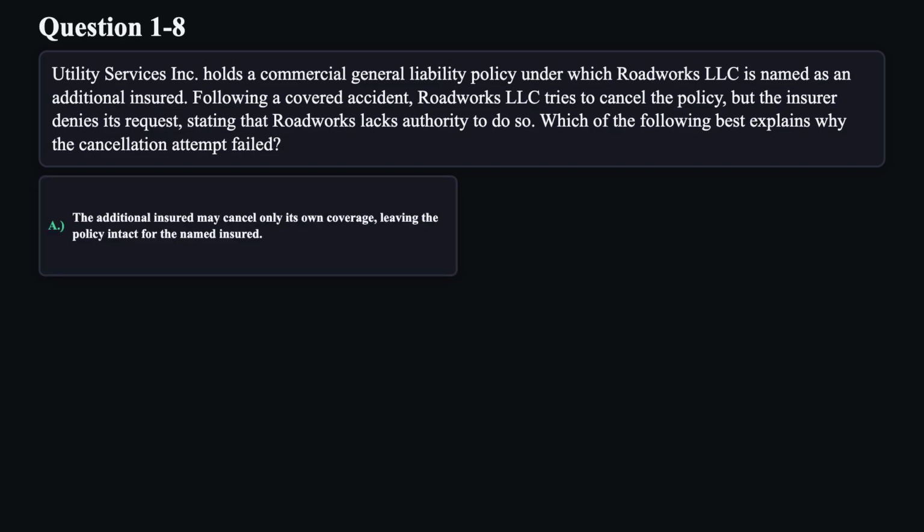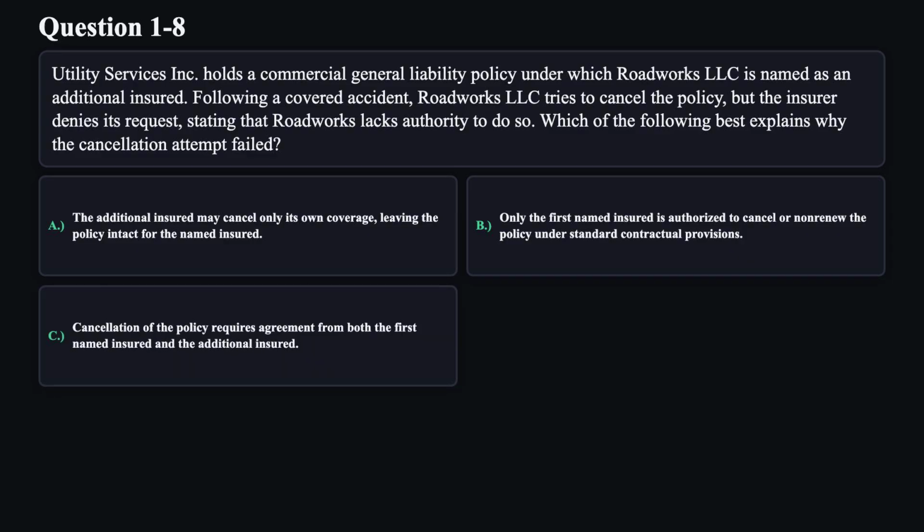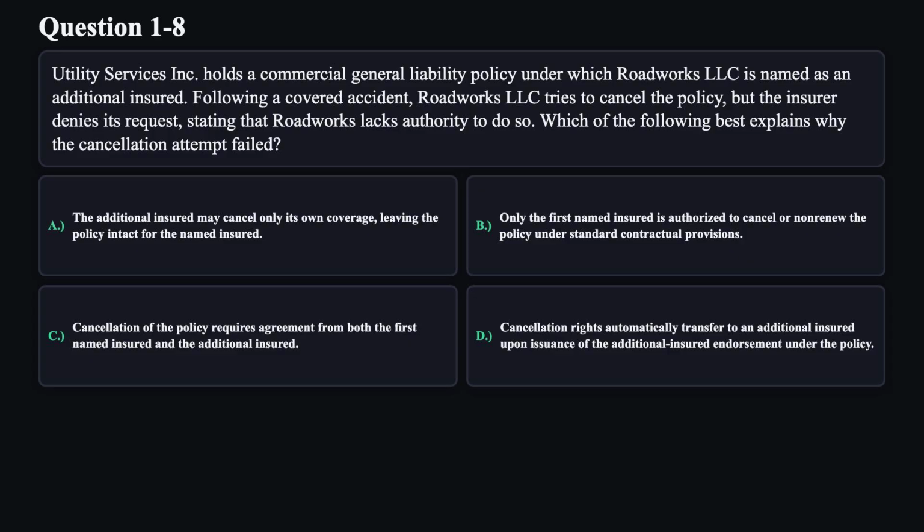A. The additional insured may cancel only its own coverage, leaving the policy intact for the named insured. B. Only the first named insured is authorized to cancel or non-renew the policy under standard contractual provisions. C. Cancellation of the policy requires agreement from both the first named insured and the additional insured. D. Cancellation rights automatically transfer to an additional insured upon issuance of the additional insured endorsement under the policy.